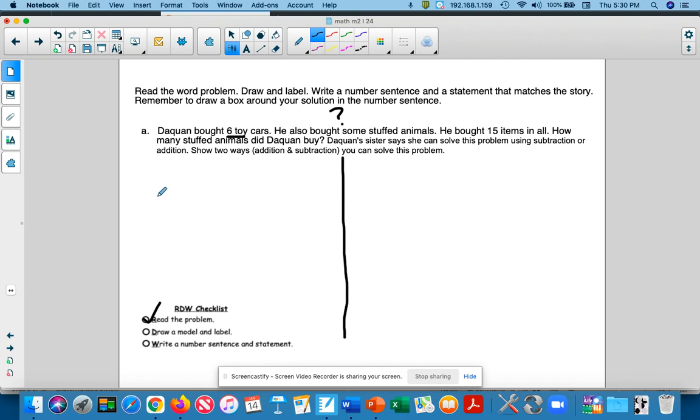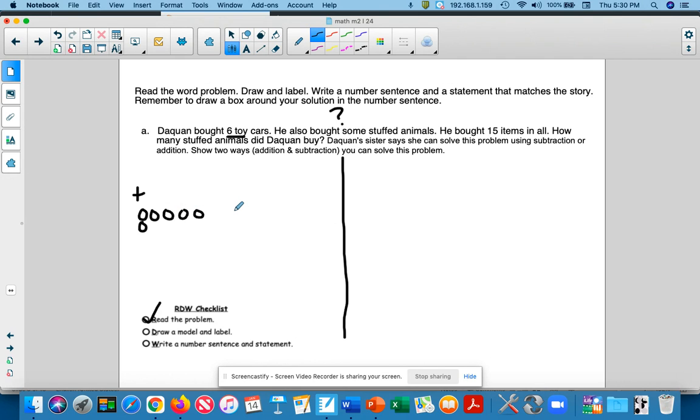So we're going to draw that out. Now, when we're solving for addition, counting on is a great strategy. So that's what we're going to do today. We're going to use counting on to solve this problem. So I'm just going to put a T, and that stands for toy cars. And I'm going to model my 6. 1, 2, 3, 4, 5, 6. Remember today to keep your 5 group drawing. That's always a really neat way to keep your work.